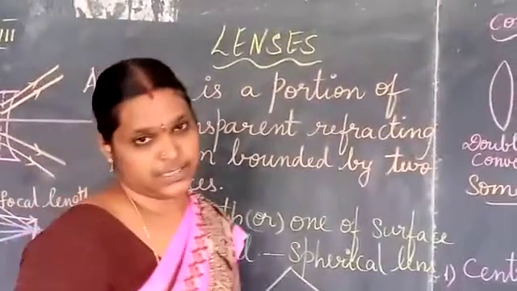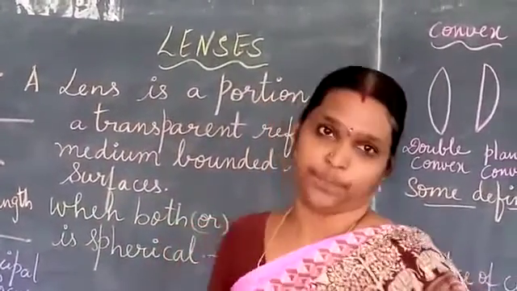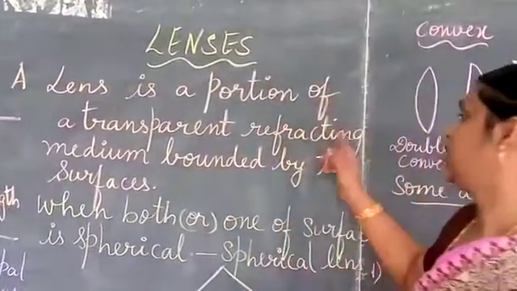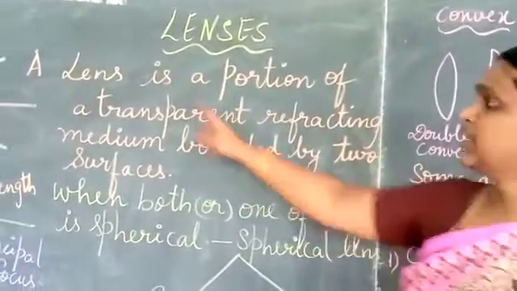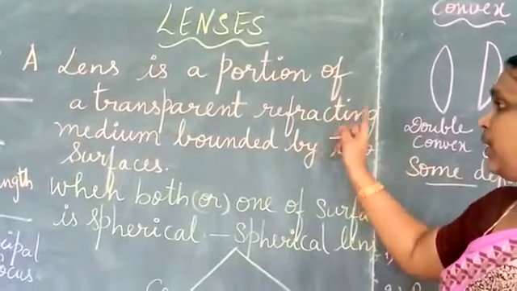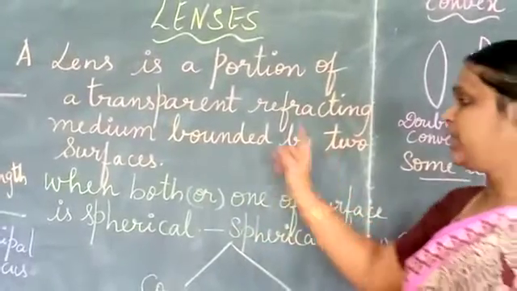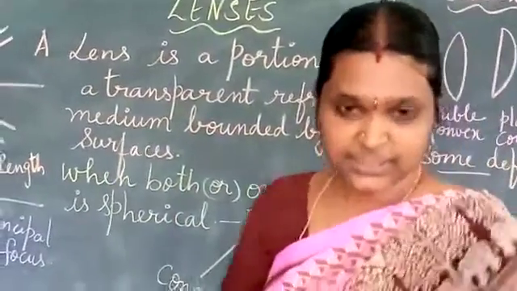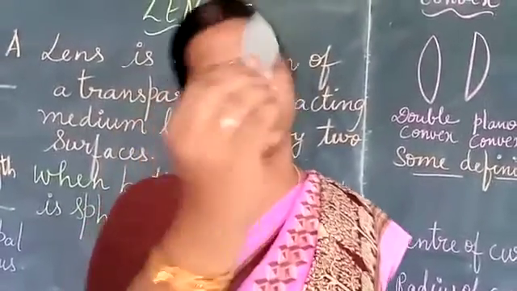What is a lens? A lens is a transparent medium which refracts, bounded by two surfaces. A lens is a transparent refracting medium bounded by two surfaces. Can you see this, children? Yes, this is a lens.